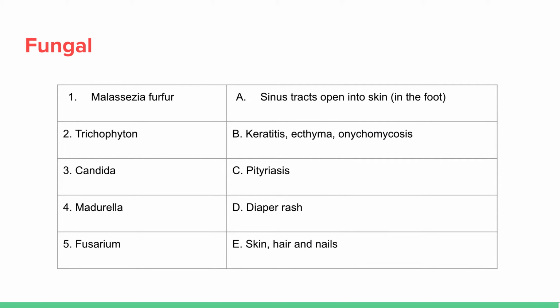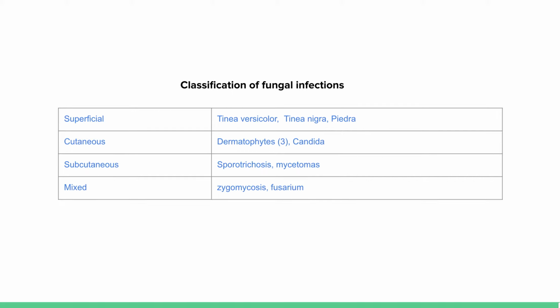Okay, moving on to some fungal infections. So pause and try to answer when you're ready. I do have a little classification of fungal infections for you. You have some superficial infections, then you have some cutaneous infections, subcutaneous, and mixed. So make sure you know how we classify these fungal infections before you start to answer these.